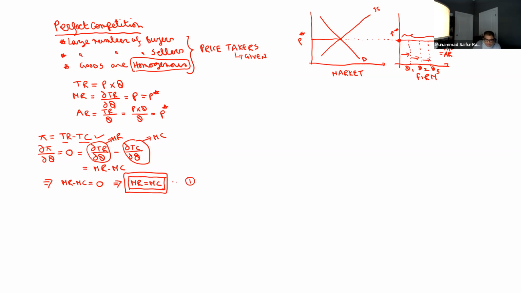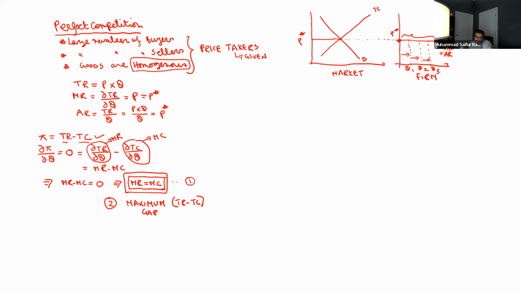So therefore, we can think about two alternative approaches to finding profit maximization. One, we can find an output level where marginal revenue is equal to marginal cost. We will sometimes call that the marginal approach. And then there is a second approach where we find the output level where the gap between total revenue and total cost is maximum. Okay, so that's basically the two approaches.